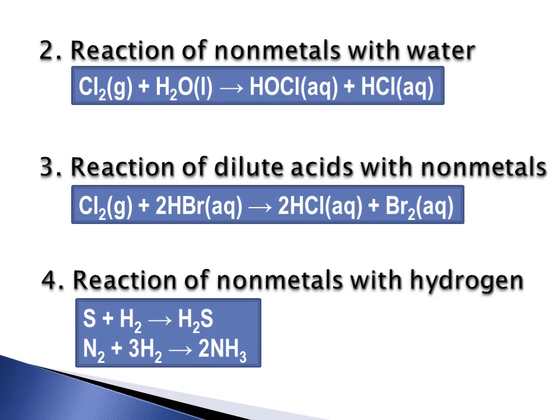Reaction of dilute acids with non-metals. Generally, non-metals do not react with dilute acids. Halogens are an exception to this. For example, chlorine reacts with dilute hydrobromic acid to form bromine and HCl. See the reaction. Chlorine plus dilute hydrobromic acid giving HCl and bromine.